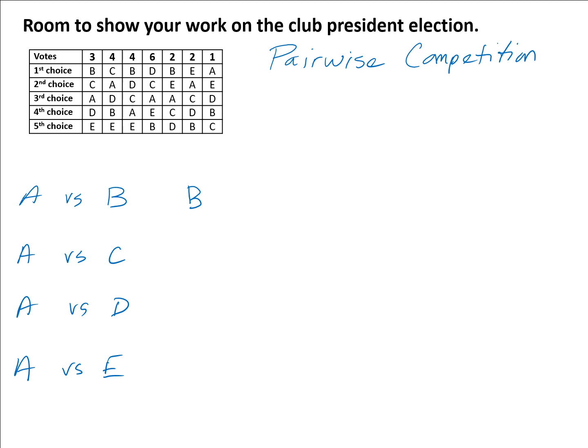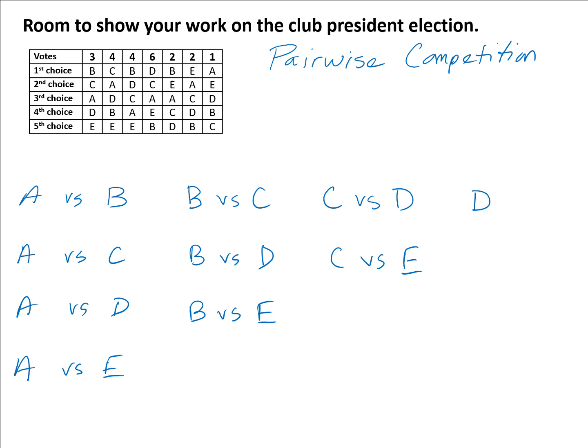Now, B's already been up against A, so then we just do B against C, B against D, B against E, and that's it. So notice, because there's 5 candidates, A goes up against 4 candidates, B goes up against 4 candidates. So every candidate is going to have 4 battles because there's 5 candidates total. Let's do C next. C's already been up against A and B in my list, so we would take C against D, C against E, and then the last battle would be D, which has already been up against A, B, and C, so D would be against E, and by the time we get to that last D against E, E has been through everyone already. So if you create this little triangle, you should get every battle.